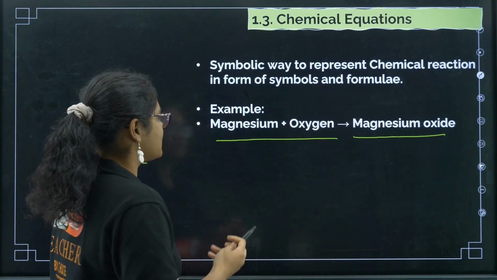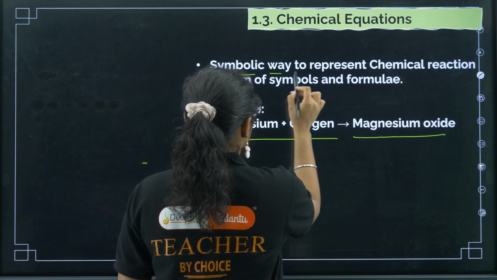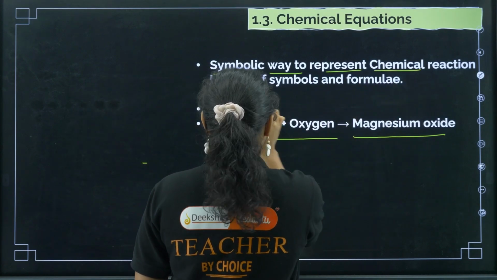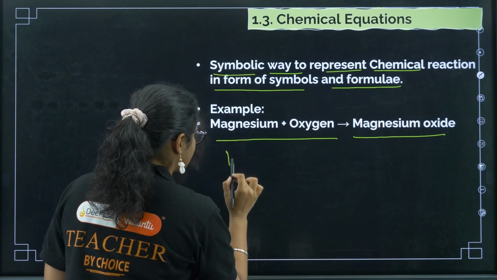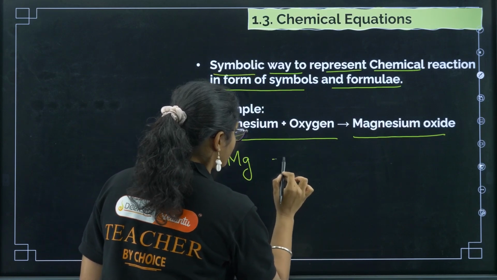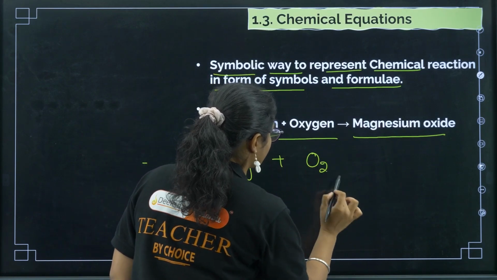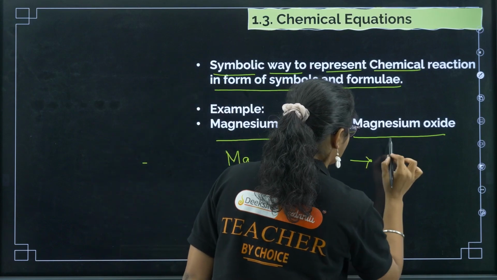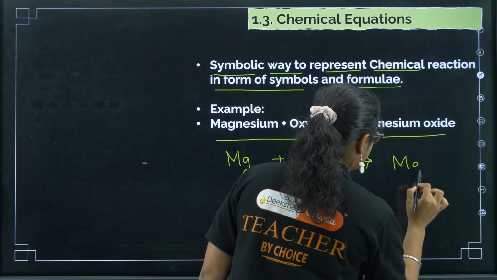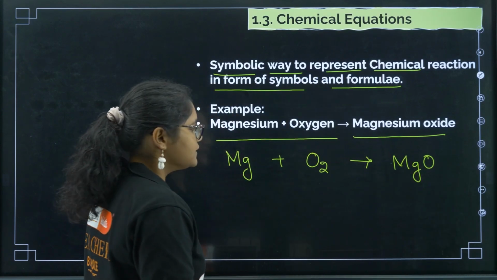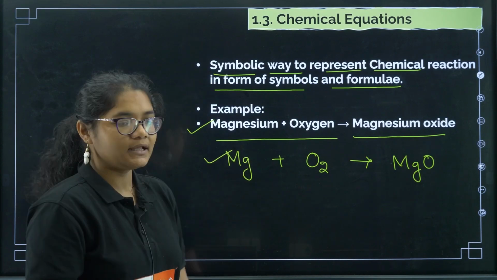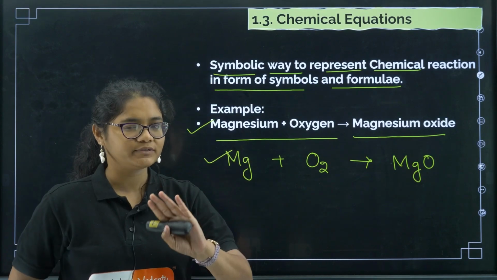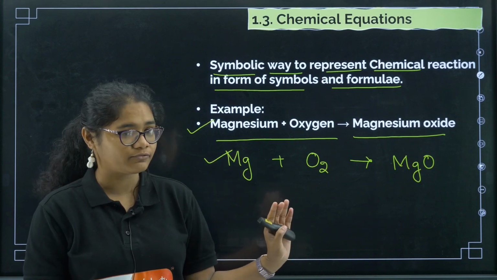So what is a chemical equation? It is a symbolic way to represent the chemical reaction in the form of symbols and formulae. So what is the formula of magnesium? Mg. What is the formula of oxygen? O2, diatomic. And what is the formula of magnesium oxide? MgO. So this is called chemical reaction, this is called chemical equation. I hope this concept is very clear to all of you.